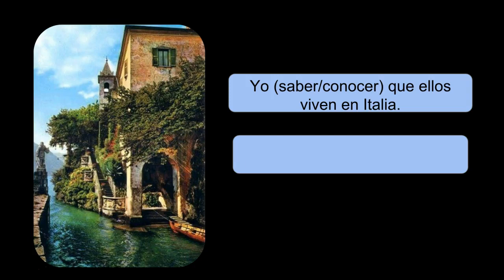Yo blank que ellos viven en Italia. Yo sé que ellos viven en Italia. I know that they live in Italy. That's knowing information, so that's why you would have used saber.